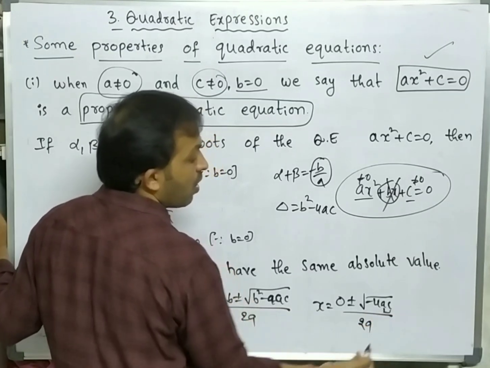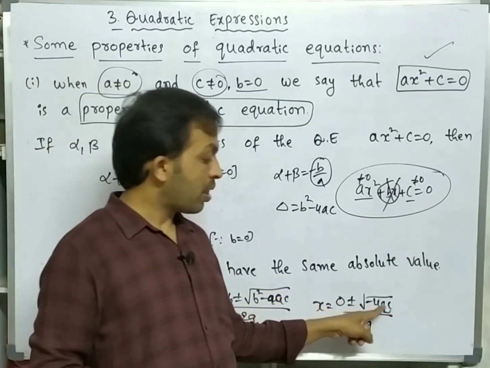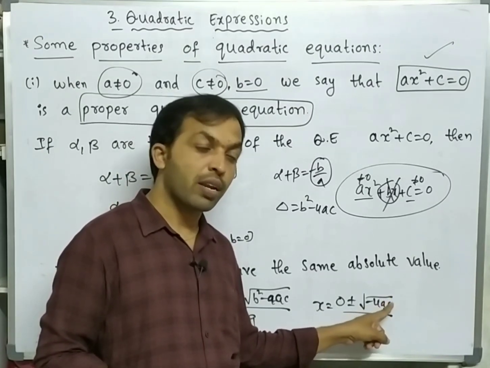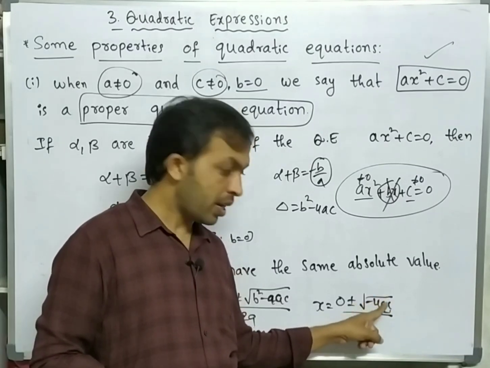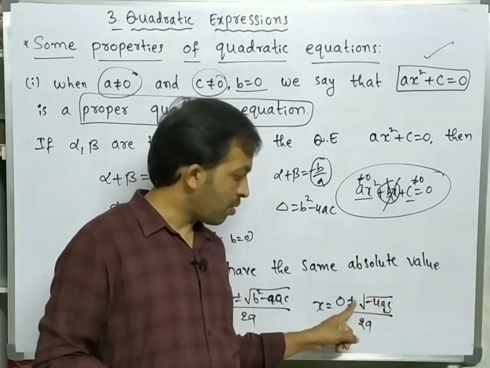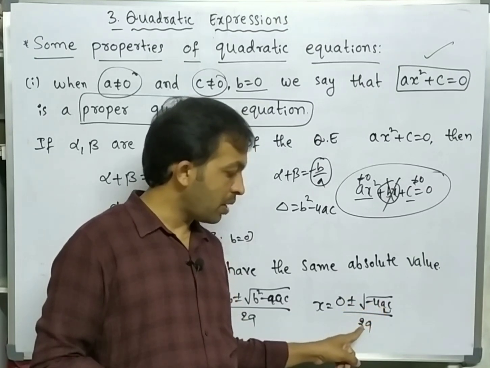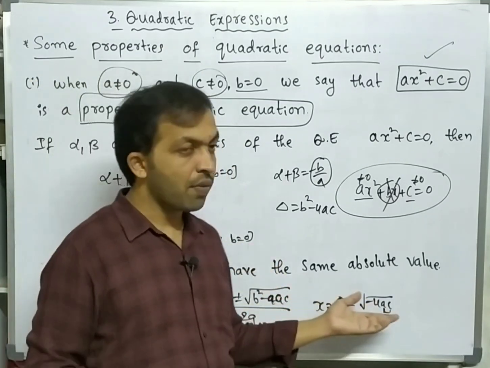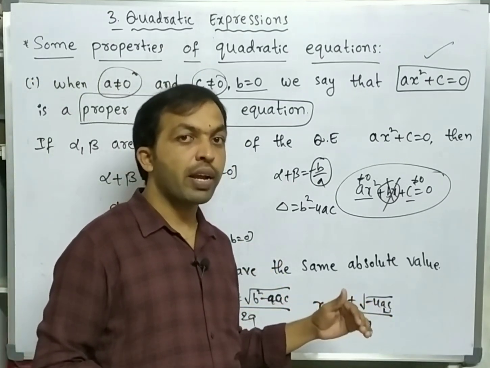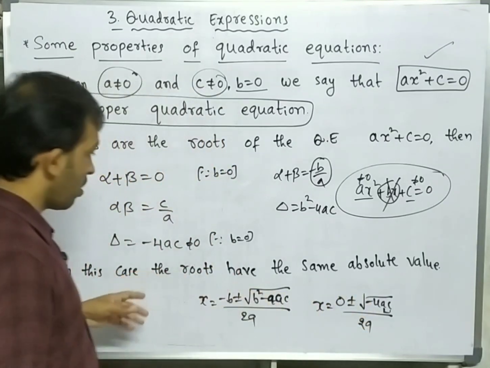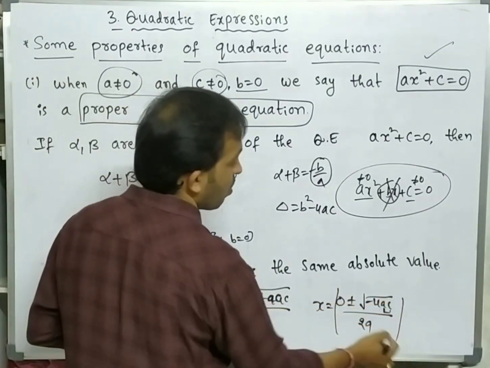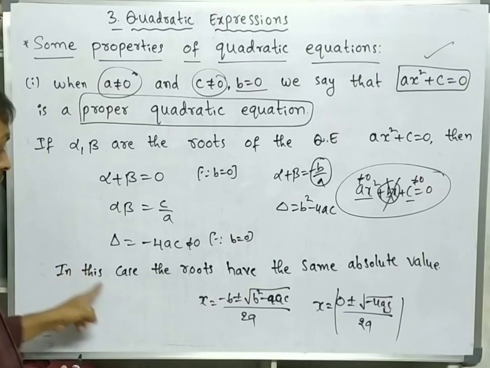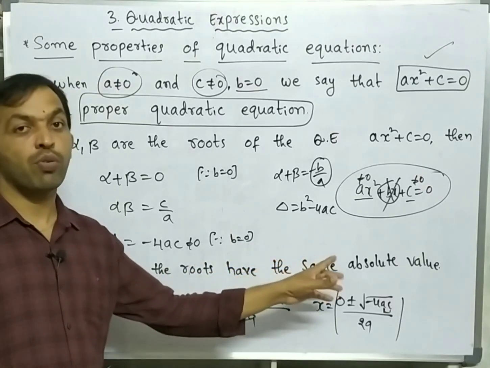If a is negative and c is positive, or a and c have opposite signs, one positive and one negative, then positive into negative becomes negative, and negative into negative becomes positive. So we get plus or minus 2 root ac by 2a, the 2 gets cancelled, and we get the roots. If they have the same sign, then we will get complex roots. In any case, we get two roots whose absolute values are equal. So in this case the roots have the same absolute value.